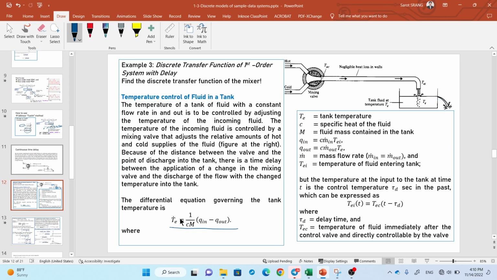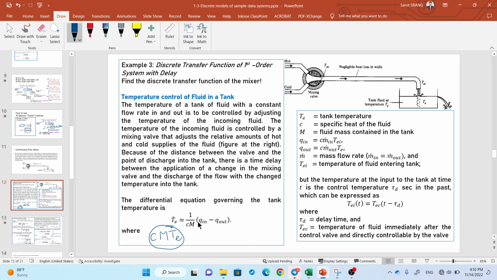So the rate change of the heat, the quantity of heat inside, is C times m times the time derivative of TE, like this. This is the rate change of heat inside the tank, and this one is the incoming rate of heat. This one is the outgoing rate of heat.